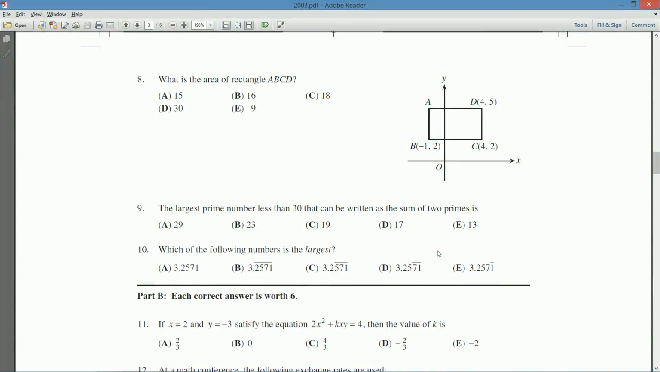Root Beer here with question number 8 on the Pascal competition from the year 2003. So, what does question 8 have to say? What is the area of rectangle ABCD? They're referring to this rectangle over here.